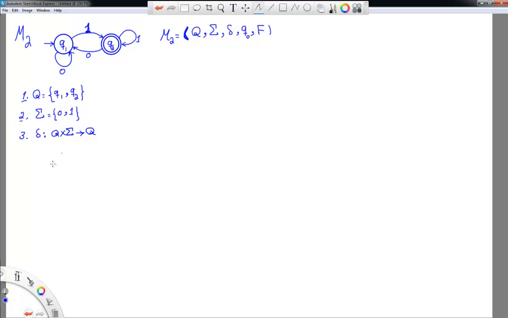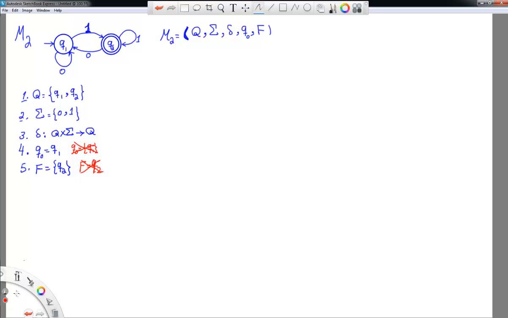Let's just take the initial state and the set of accept states out of the way. So q sub 0, the initial state, in my case, is going to be q sub 1, and the set of accept states F is going to be equal to the set containing q sub 2. Again, I would like to emphasize the fact that q sub 0 is just q sub 1, not the set of q sub 1. And also F is the set {q sub 2}, not just q sub 2.